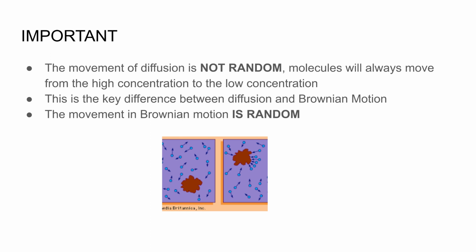The movement of diffusion is not random. Molecules will always move from the high concentration to the low concentration. This is the key difference between diffusion and Brownian motion. The movement in Brownian motion is random, and the image below shows this, as the arrows are all pointing in completely different directions.